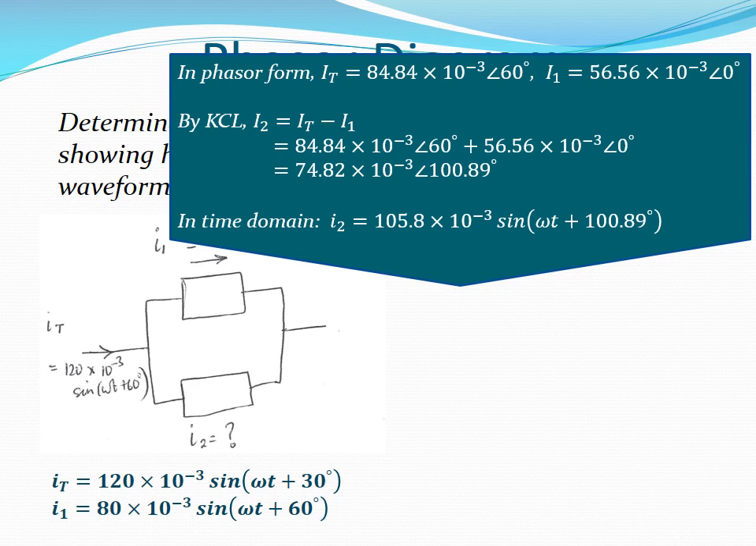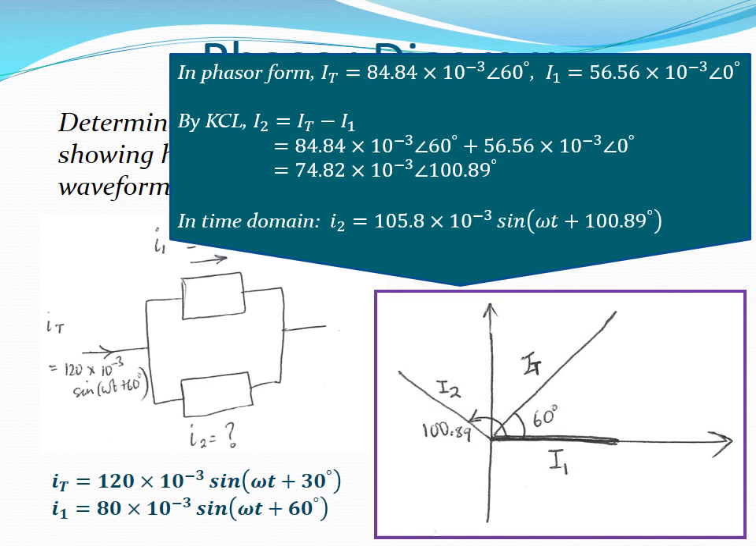In time domain, I2 equals 105.8 times 10 to the power minus 3 sine omega t plus 100.89 degrees. And this is the phasor diagram. It shows the phasors for the three currents. We can observe that the phasor for I2 is the vector difference between the phasor for IT and I1.